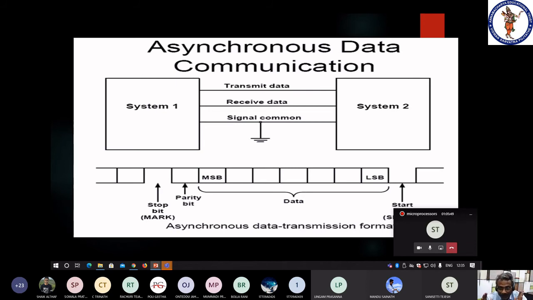That means the character has totally how many bits? 10 bits, including start and stop bits. The total number of bits are 10. Previously it was said that 1 bit takes 1 millisecond. For 10 bits, 10 into 1 millisecond, totally 10 milliseconds are required to transfer one character.